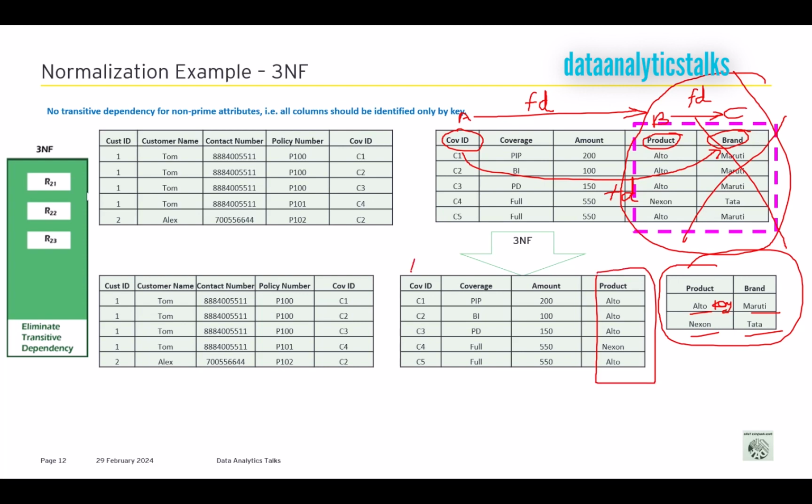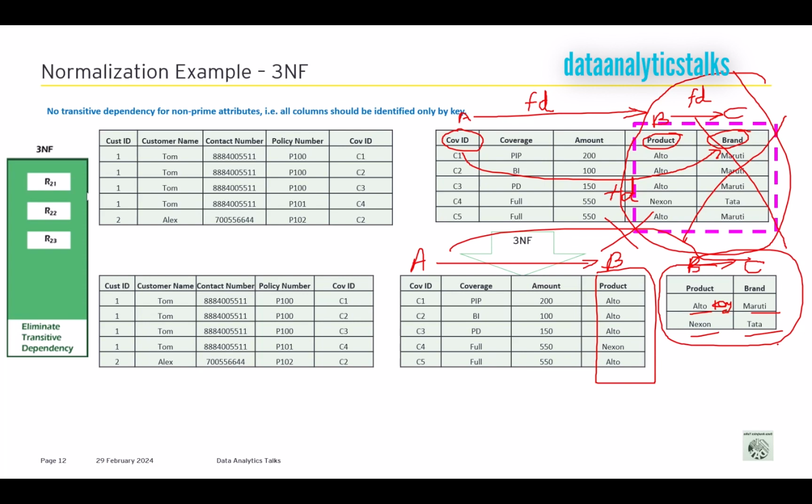So here we have A, we have B, we have C here. So what happened? We have functional dependency between A and B. We have functional dependency between B and C, but there is no functional dependency between A and C. So that's how we are removing the transitive dependency here.